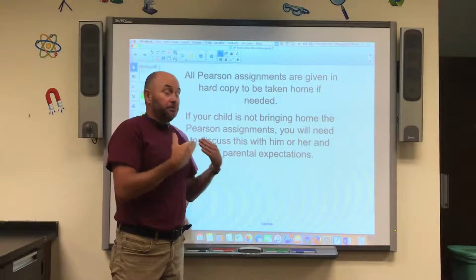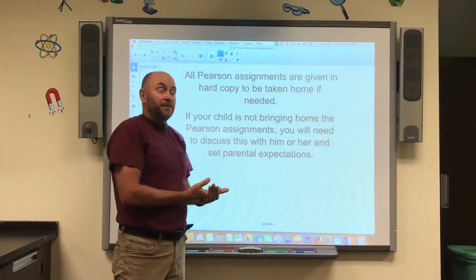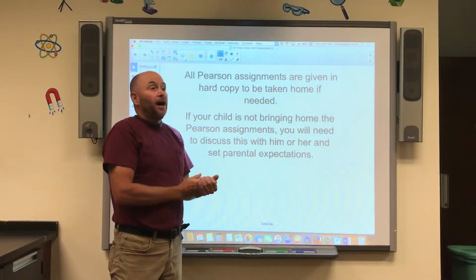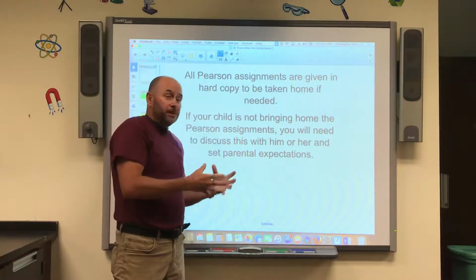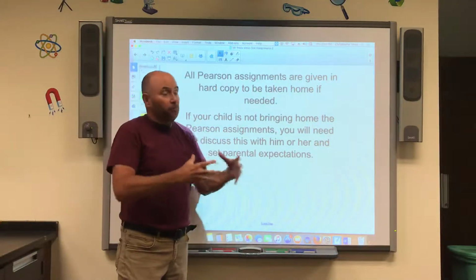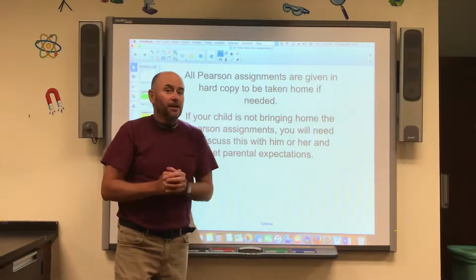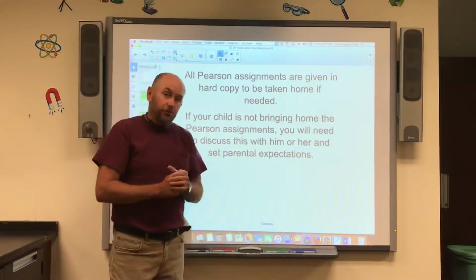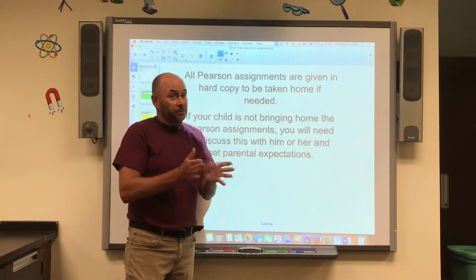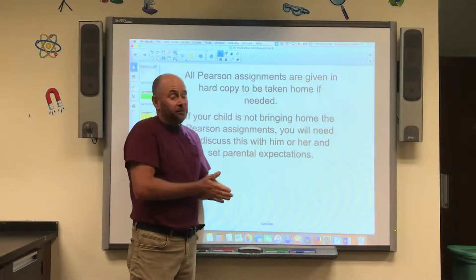Your child will be provided with the assignments they need to complete. If it's homework or missing work or they're absent, they will be given it. If it's not making it home, please discuss this with your child and work it out with them, because when they leave my classroom, they will have what they need.